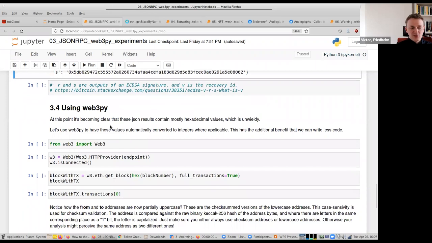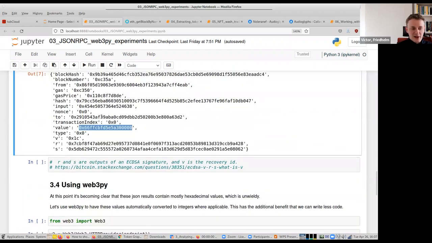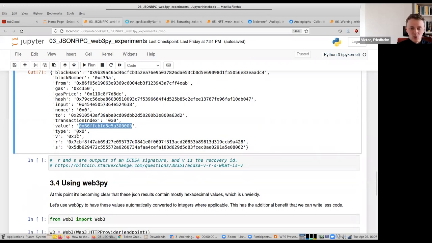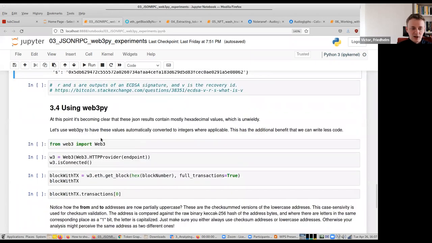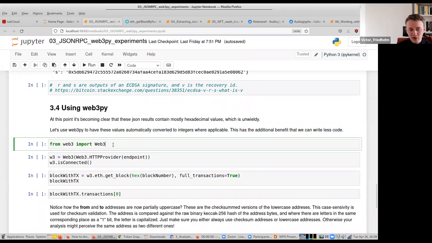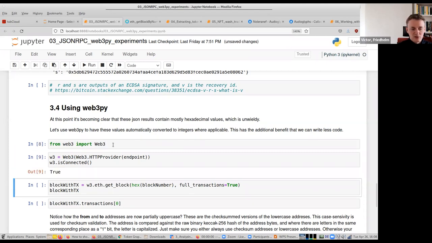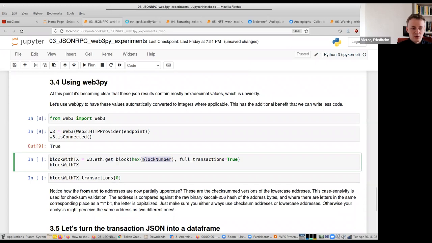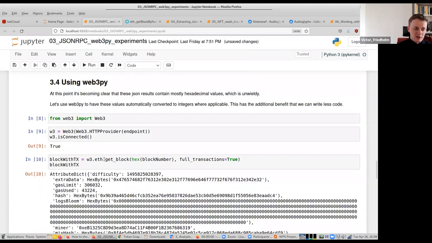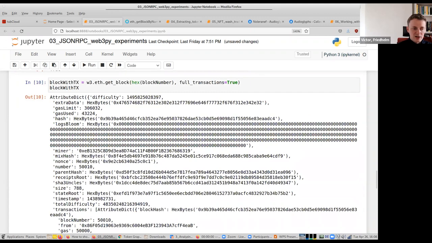Now, at this point, it's becoming clear that these values mostly contain hexadecimal numbers, and that's somewhat unwieldy. And so to have them automatically parsed and also write less code, we'll now be using Web3.py as a Python package to do essentially the same thing, to get a certain block of that block number that we previously specified. And then it's not a regular JSON format anymore. It's not an attribute dictionary. But you can see the numbers have now been parsed, so you can better interpret them.